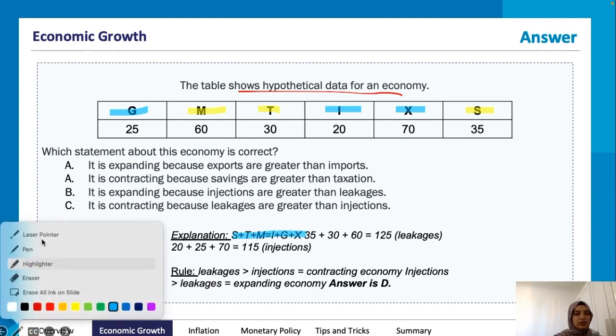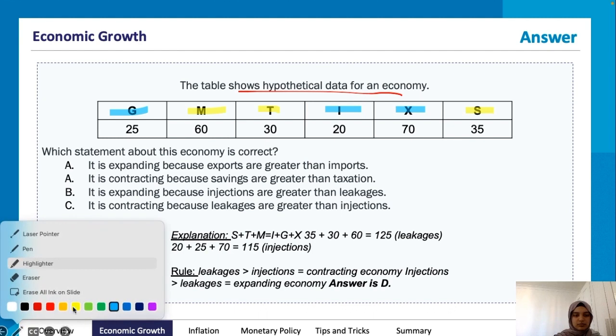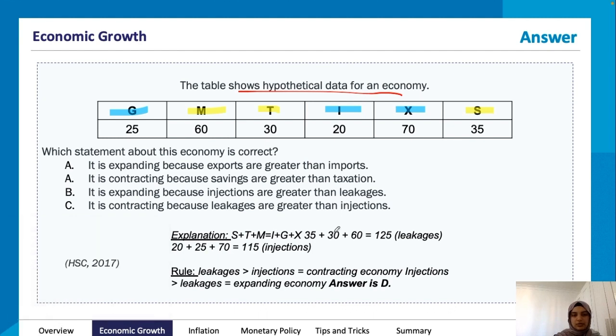Let me change the color. Actually, might be a bit confusing. Right, so we've got STM equals IGX. 35 plus 30 plus 60 equals 125 in leakages, which we identified here: 35, 30, 60. And then injections, we've got 25, 20, and 70, which makes up 115 of injections.